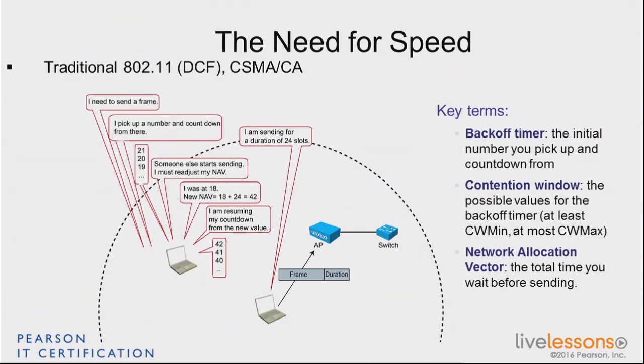First of all, you're going to pick a number in a range. That range is called a contention window. That contention window may vary in size depending on what happens, okay? So it's not a fixed range of numbers. It's fixed at the beginning, but if there are some collisions, it can change. But it's there, contention window. The number you pick in that range is the backoff timer. So that's the initial backoff timer you choose to wait, again, randomly, and to count down from.